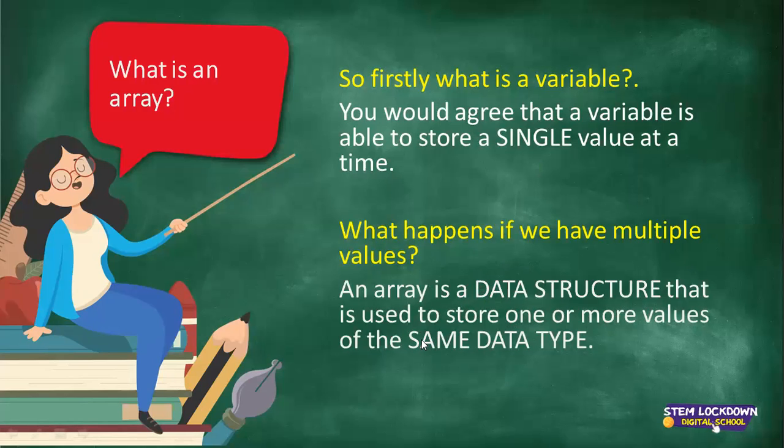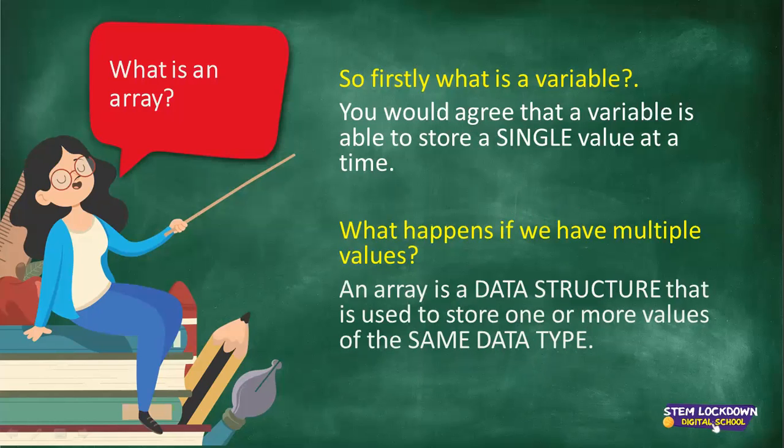So again, what is a variable? A variable is used to store a single value. The question then comes about, what happens if we need to store multiple values at any moment in time? That is when we would use an array. It is a type of data structure that is used to store one or more values of the same data type. Emphasis is on the term data structure, the term one or more values, and please take note, it has to be of the same data type.